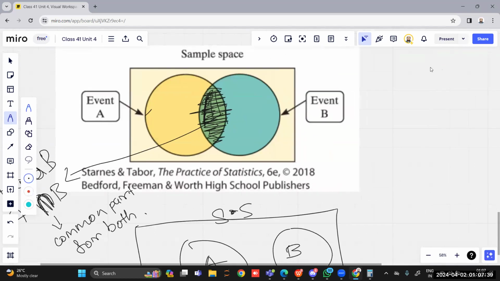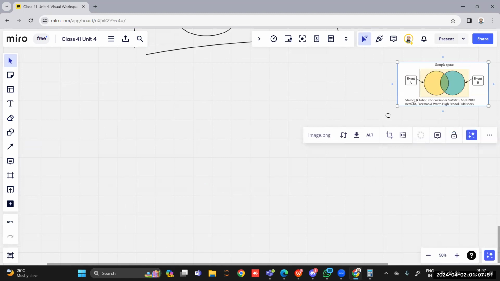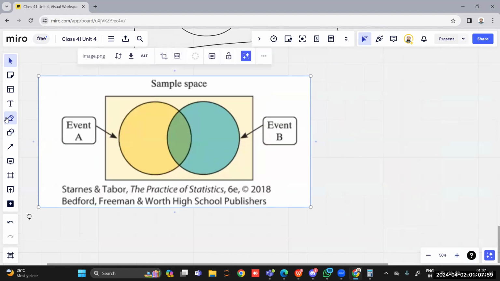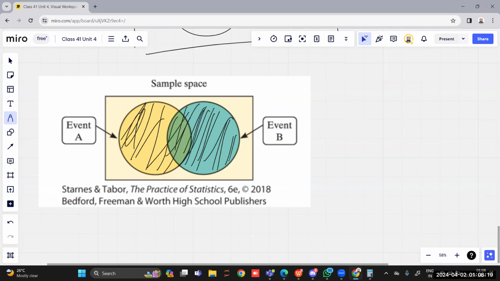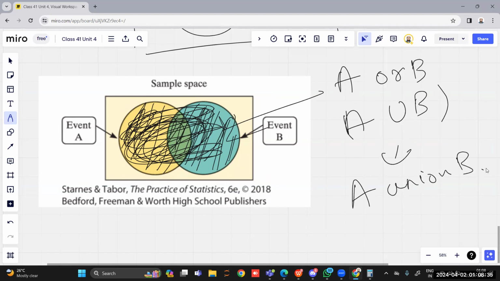And what is A or B? What will be A or B? I'll write A or B in the next diagram. See A or B, this whole thing. I'll shade it. This whole thing will be called A or B, or you can write it as A union B. I'll write the wording here. A union B. Got that? That's easy, I think.